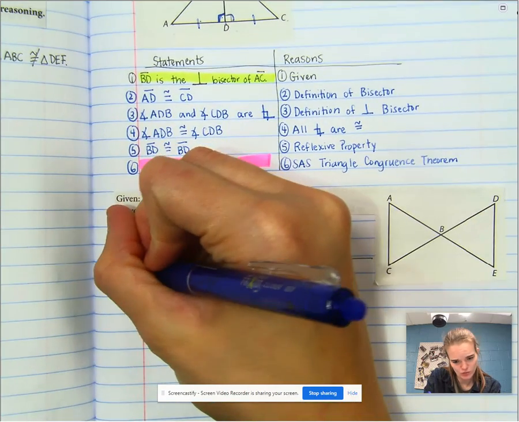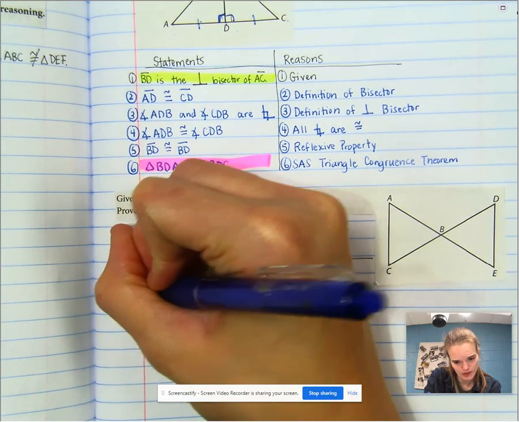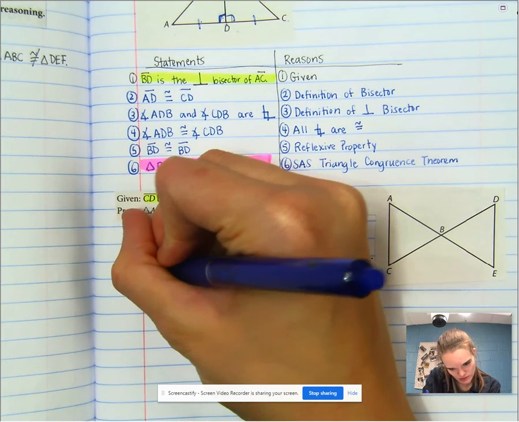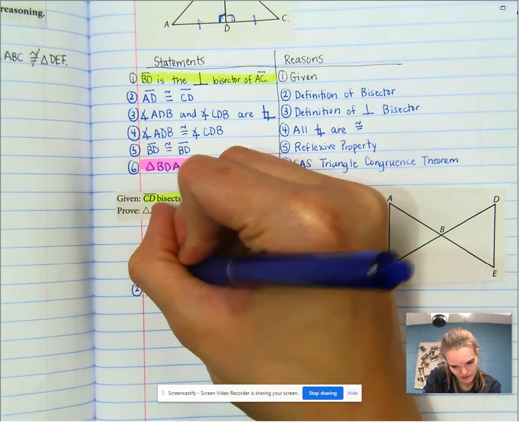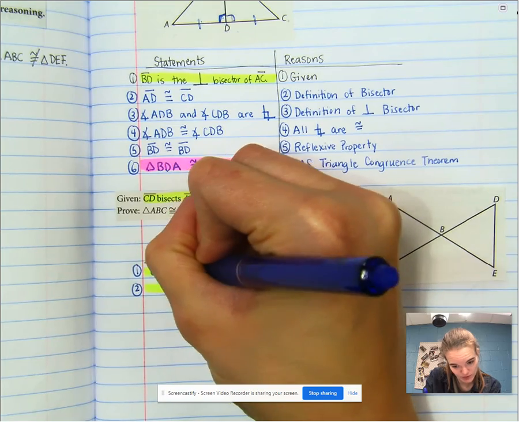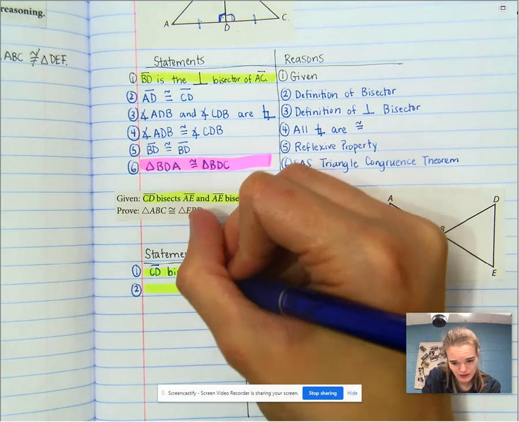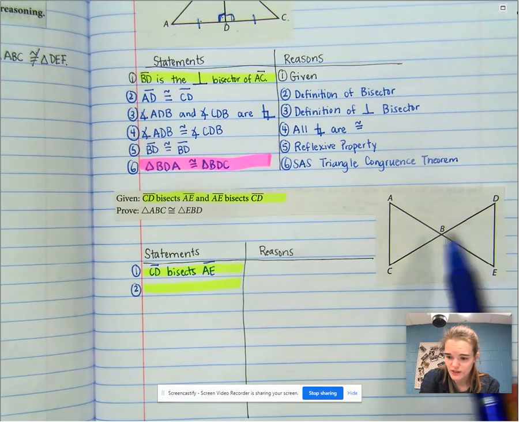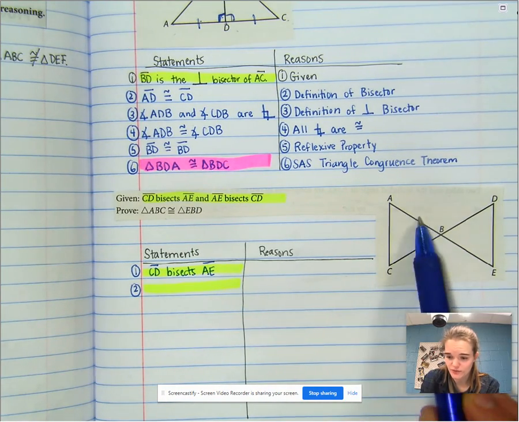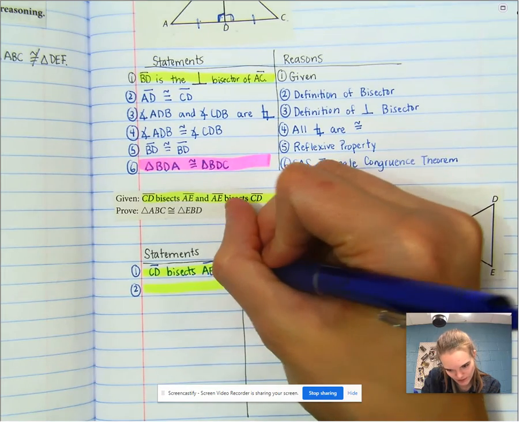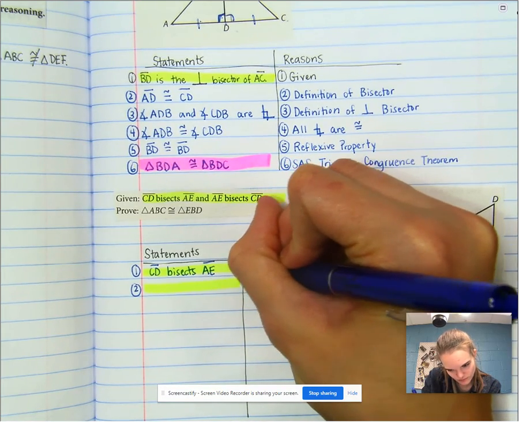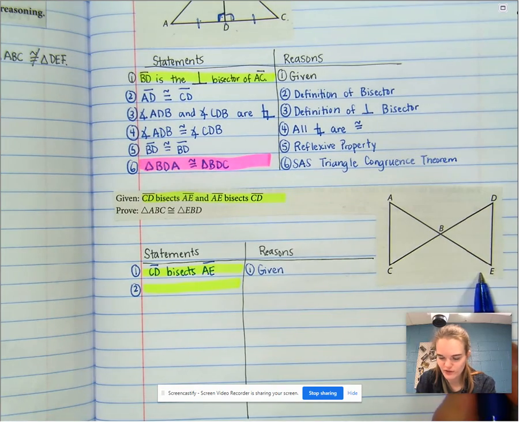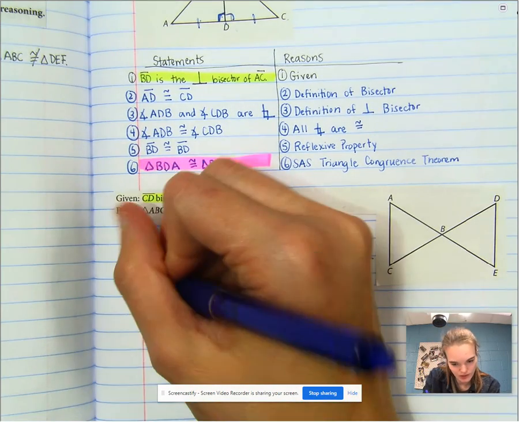Okay, number 1 and number 2 will both be givens. CD, there is not a symbol for bisects that I know of. I probably need to find out. AE, that means that AE is cut in half. Given. And AE bisects CD, so CD is also cut in half.